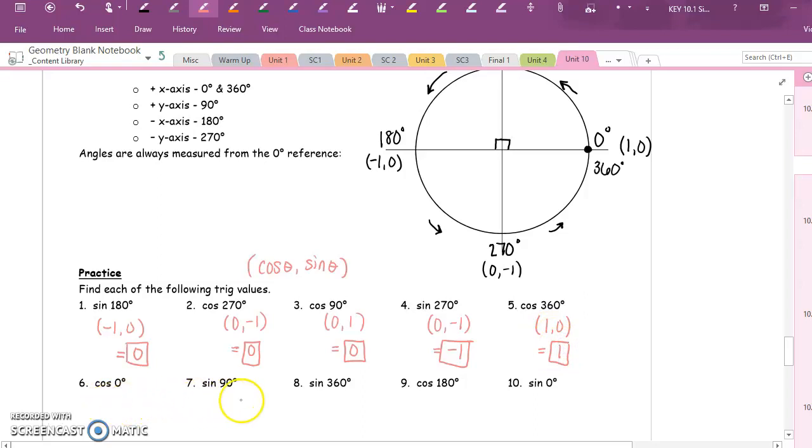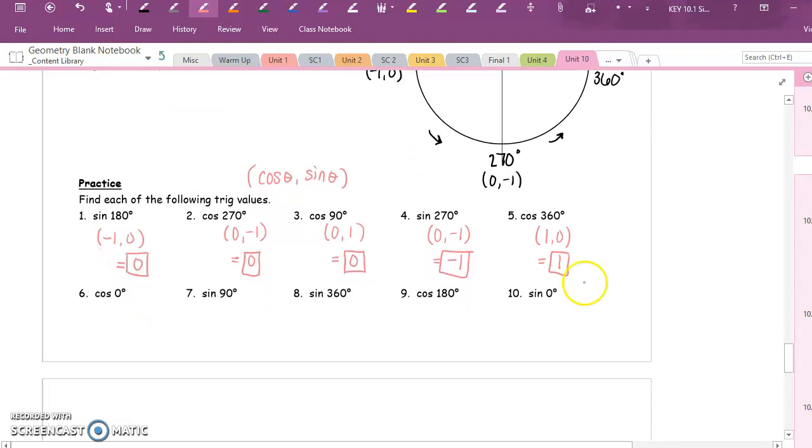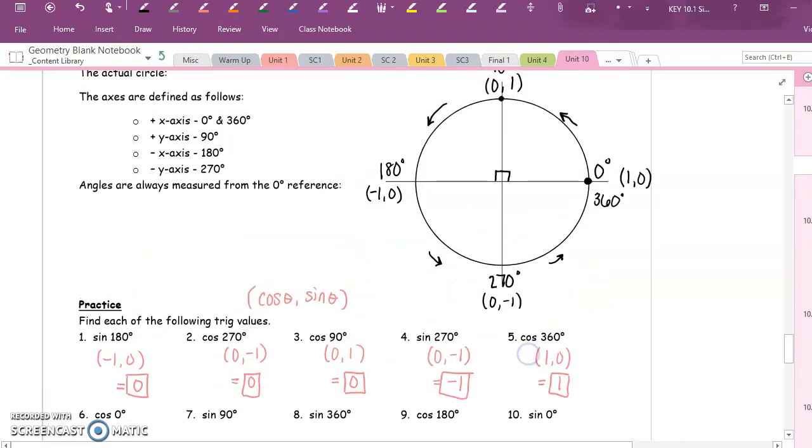Now I would say go ahead and try out these next 5 on your own, and I'm going to go ahead and put the answer key in OneNote so that you can check your answers. I would start to work on memorizing these 4 axes and knowing what those ordered pairs are. It's really important that you know what those ordered pairs are in order to find the sine and cosine of the different measures.